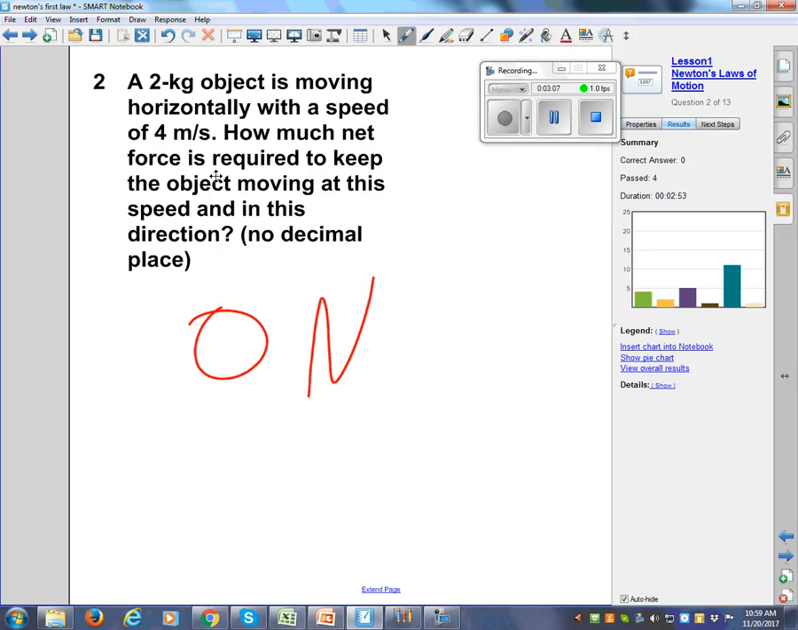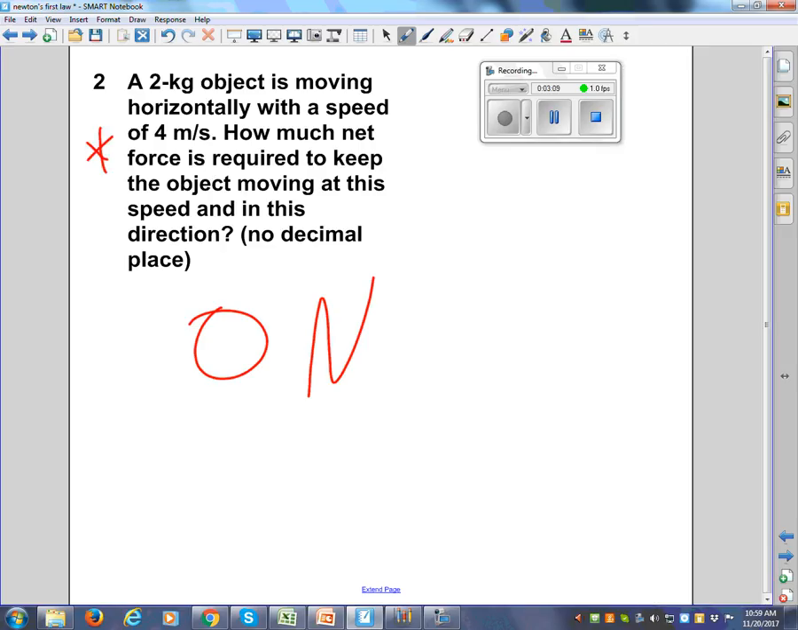I'm warning you right now, that question will be on the test in some form or another. It won't be worded like that, but it's the same question. Do you understand what it means by objects in motion stay in motion? It means you don't need a force to keep things moving.